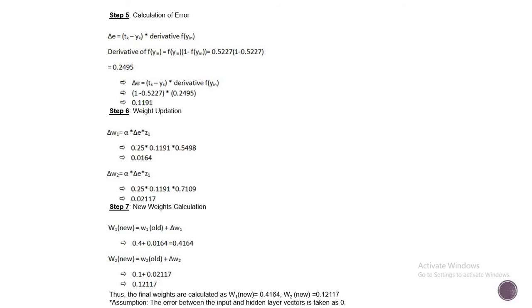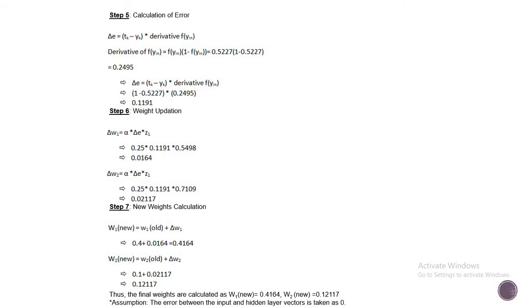And step 5 is the calculation of error. Delta E is equal to Tk minus Yk into derivative of f of y in. Derivative of f of y in is equal to f of y in into 1 minus f of y in, that is equal to 0.5227 into 1 minus 0.5227, that is 0.2495. Delta E is equal to Tk minus Yk into derivative of f of y in, that is 1 minus 0.5227 into 0.2495 is equal to 0.1191.